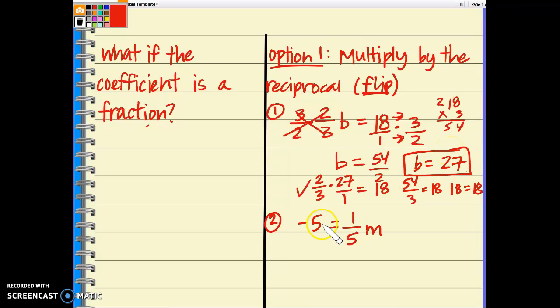Number 2, we have negative 5 equals 1/5 m. It's okay if the variable is on the other side. In number 1, the variable is on the left. On number 2, the variable moved to the right side. Same thing though, we're trying to get m by itself, so we'll flip over 1 over 5 and multiply both sides by 5 over 1. That cancels. 5 times negative 5 is negative 25 over 1, which would just be m equals negative 25.